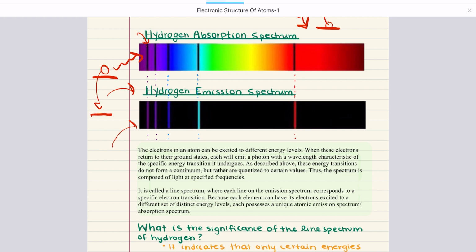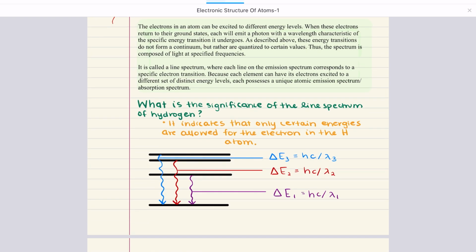Now, the follow-up question to that is, what is the significance of the line spectrum of hydrogen? Well, it clearly indicates that only certain energies are allowed for the electron in the hydrogen atom. So in other words, the energy of the electron in the hydrogen atom is quantized. Changes in energy between discrete energy levels in hydrogen will produce only certain wavelengths of emitted light.